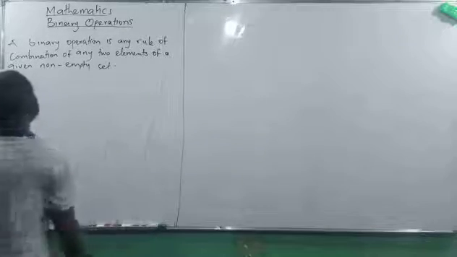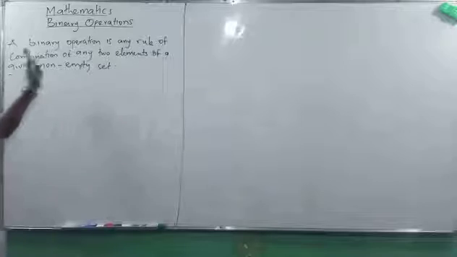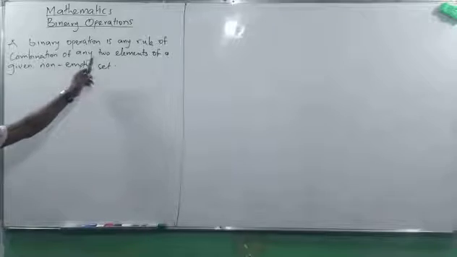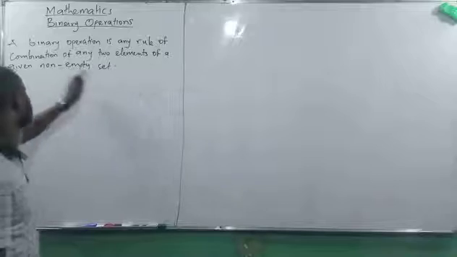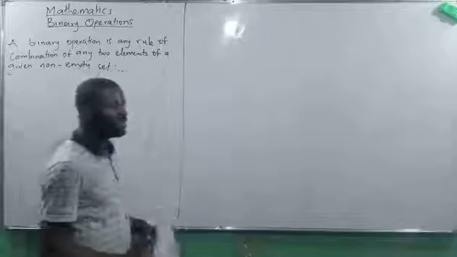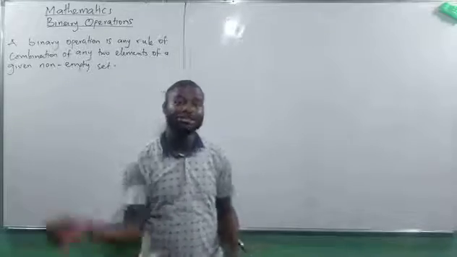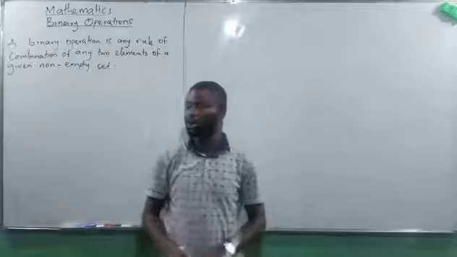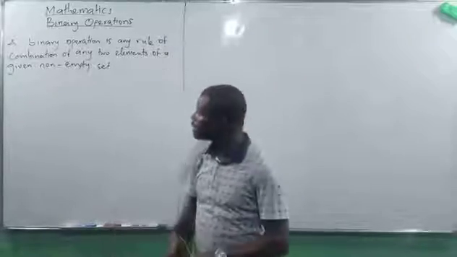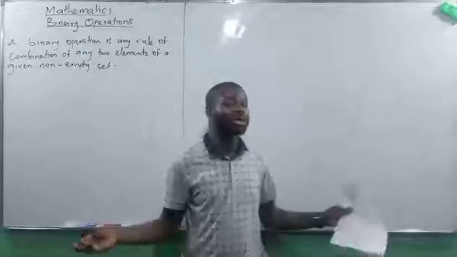Now, binary operation. A binary operation is any rule of combination of any two elements of a given non-empty set. Now, you know what is called a set of numbers? It means it must not be empty. For a set not to be empty, it means there is something present there. And when we talk about combination, it means we are talking about what? Our normal operations in mathematics.